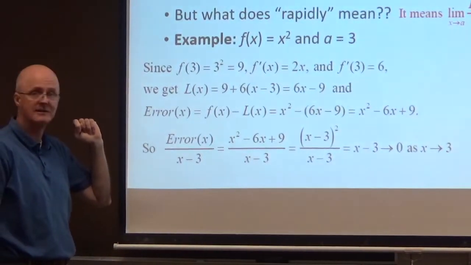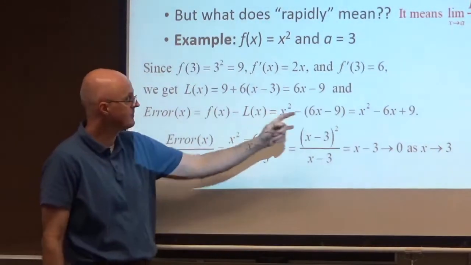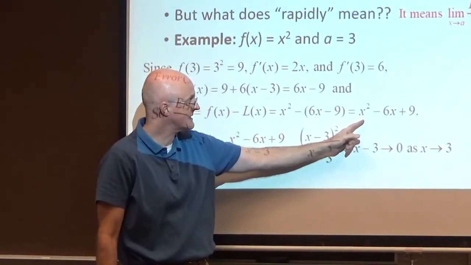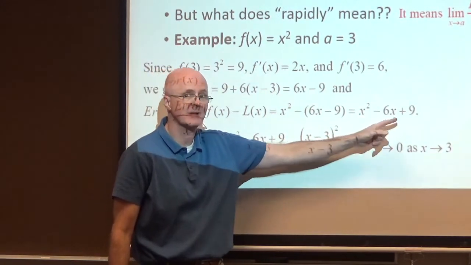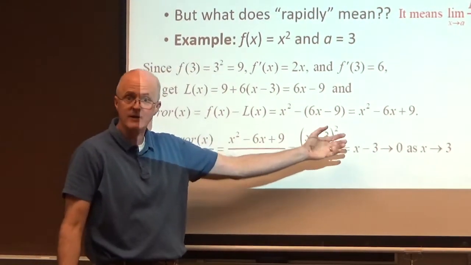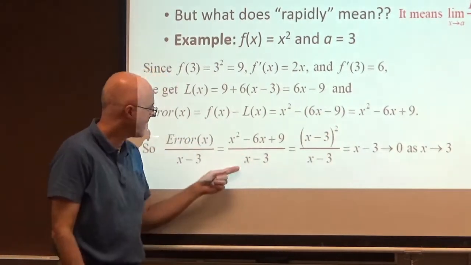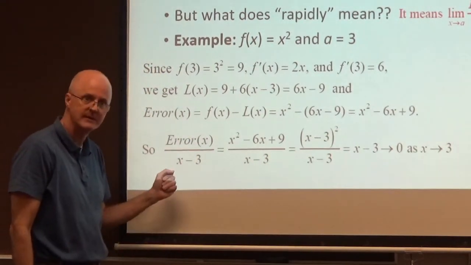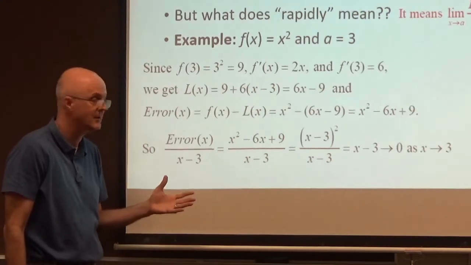Does that go to 0 as x goes to 3? It does go to 0. It's continuous at 3. If you plug in x equals 3, you get 9 minus 18 plus 9, which is 0. So it does go to 0. Does it go rapidly? You got to divide by x minus a, x minus 3 in this case, and see if that still goes to 0.